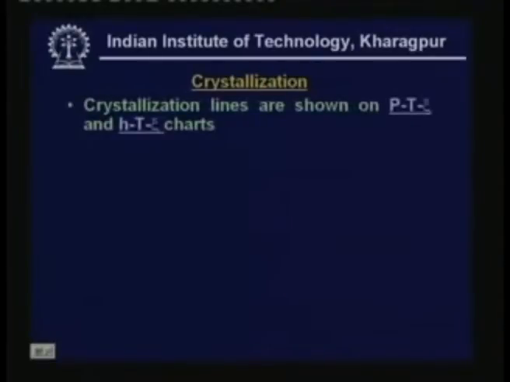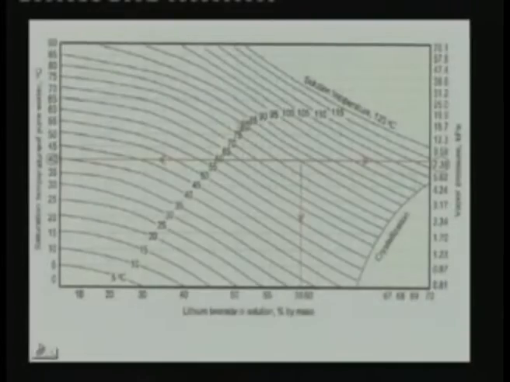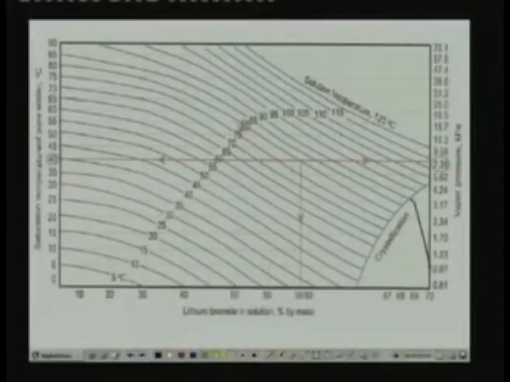Now let us look at one typical problem associated with water lithium bromide systems. This is known as crystallization. In fact, if you noticed it on PTX and HTX charts, crystallization lines are shown. Let me show them again. You can see here that this line is a crystallization line, and below this the data is not given, and simply it is mentioned that it's crystallization. So this is a zone of crystallization.